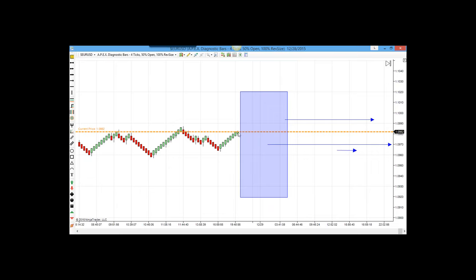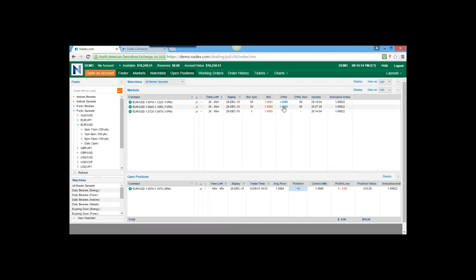Okay, so let me just cover that again because I'm sure I lost some people. I want you to understand the indicative is the current market. Okay, the bid and offer is where I can buy in or where I can get out.